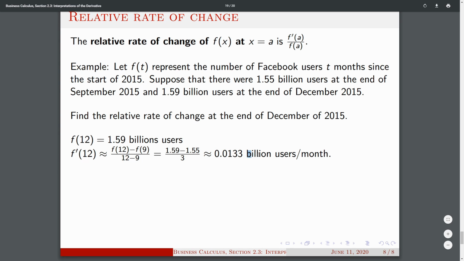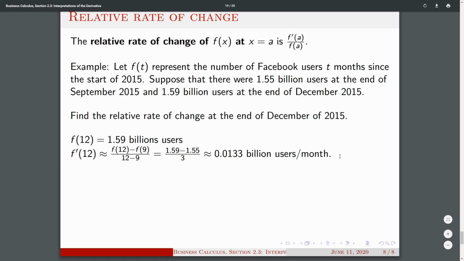Why did I write billions of users per month? Well, the top was the number of users measured in billions, and the bottom was a difference of months. So that's per month. So that's how I came up with my units there.